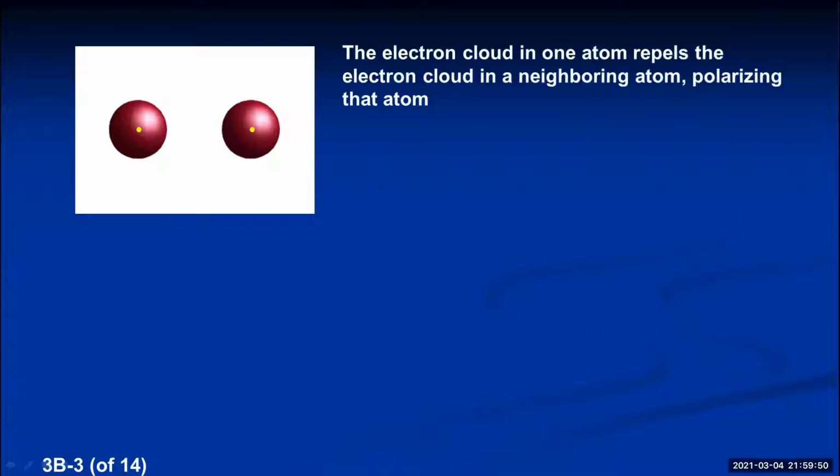So the electron cloud in one atom will repel the electron cloud in a neighboring atom, and it's going to cause its electron cloud to shift so the nucleus is no longer in the center of the atom. It therefore causes the atom to have a positive end and a negative end. So watch as I animate this.